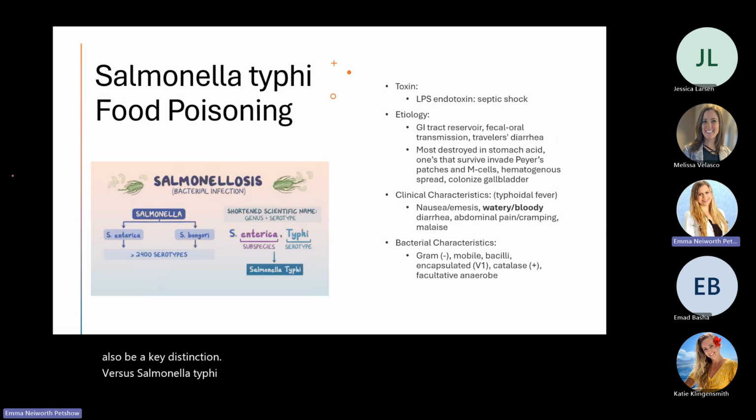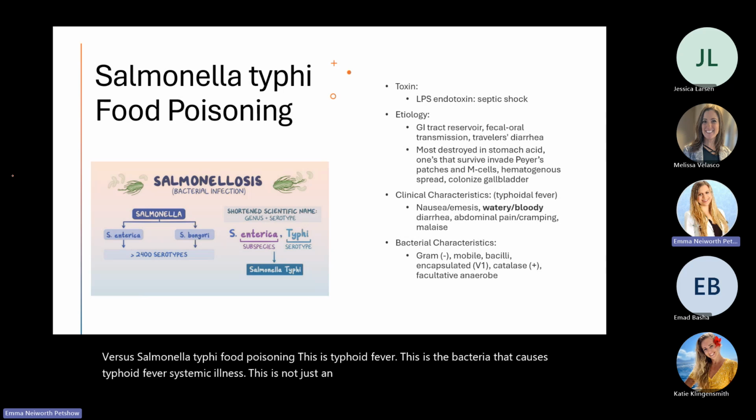This is typhoid fever. This is the bacteria that causes typhoid fever, systemic illness. This is not just an isolated gastroenteritis. There's going to be a stepwise fever that occurs, abdominal pain, rose spots, and bradycardia. It'll disseminate, it'll spread through the blood hematogenously. It does so after crossing our intestinal epithelium, so it can invade, get into the blood, and then it lives inside macrophages in our reticuloendothelial system.